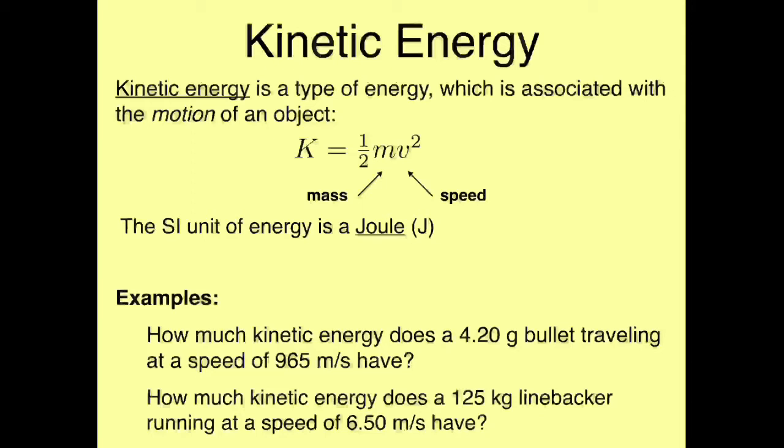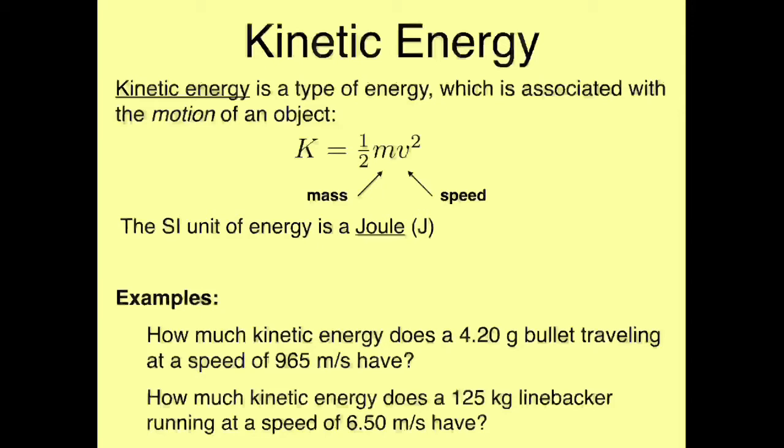So there's a formula, which we're going to learn about right now. K, capital K for kinetic energy, is equal to 1/2 mv squared, where m is the mass of the object and v is the speed. So you can see that the faster something is moving, the more kinetic energy it will have. The SI unit of kinetic energy is also a joule.